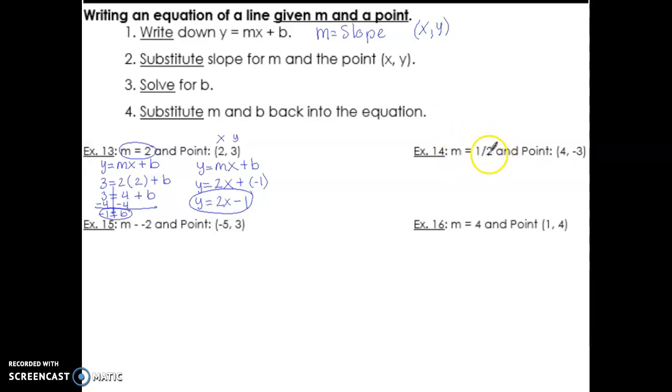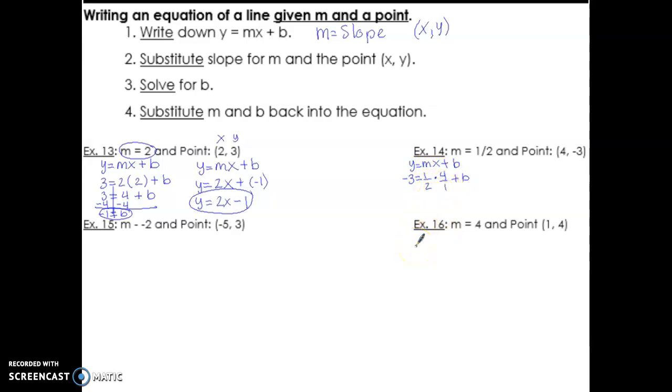Over here, again, we're given our m and our point 4 comma -3. So we're going to use y is equal to mx plus b. Y, which is -3, is equal to m, which is 1/2, times our x. Well, our x is 4, but I am going to write that as a fraction, so it's easier for me to see how to multiply that fraction out, plus my b. So -3 is equal to 1/2 times 4 over 1 plus b.